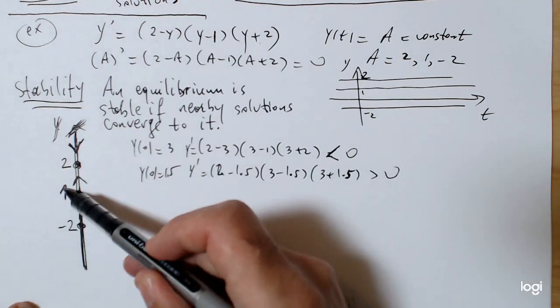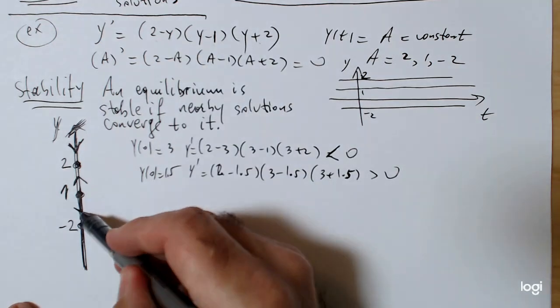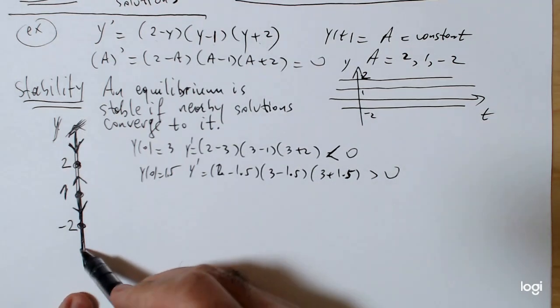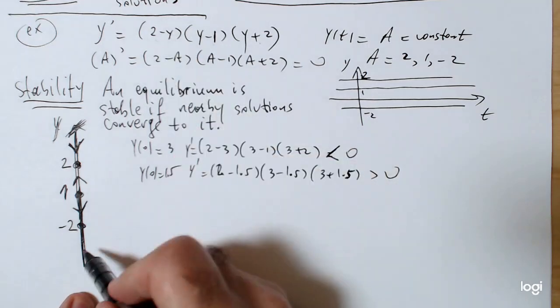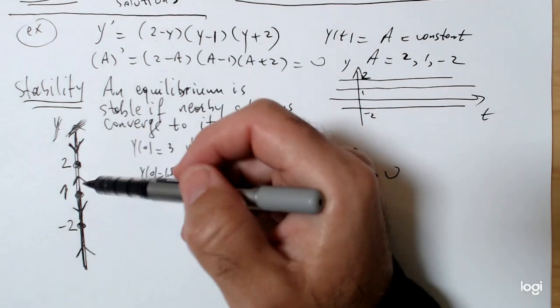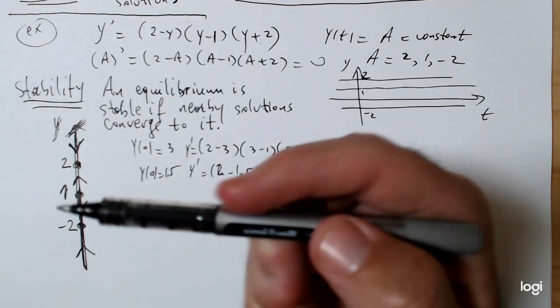And let's say you start between -2 and 1. You can plug in 0 if you want. That makes it negative, so the solution goes downward. And again, if you start below -2, you can plug in a test value and the solution goes upward. So it's nothing but the sign change of y prime. But you indicate with arrows whether y decreases or increases, right? So assuming that y increases upward and decreases downward.